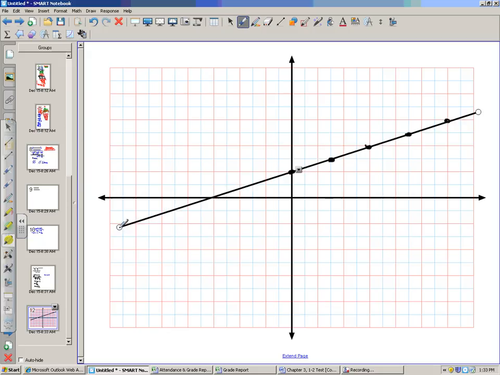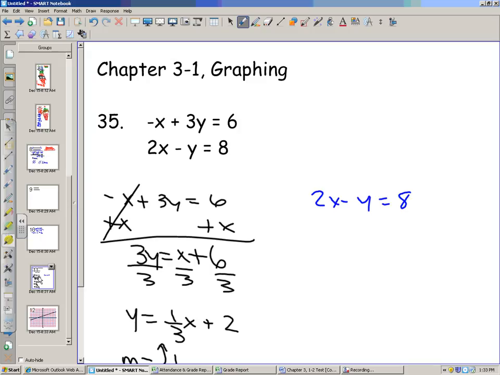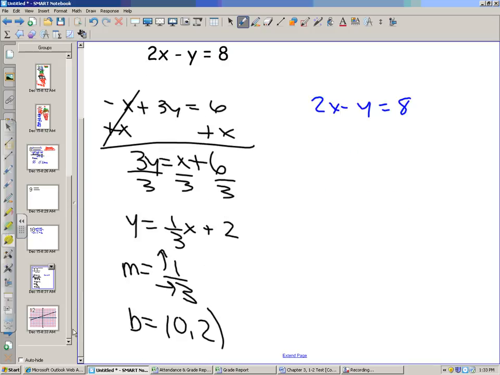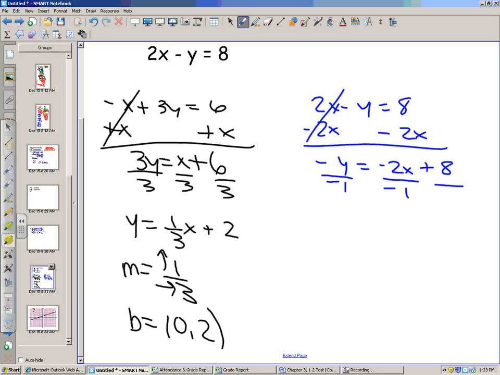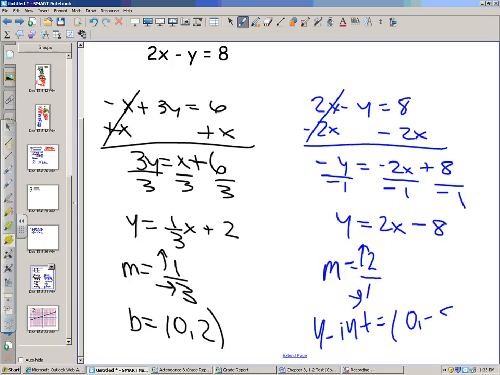There's my first line. My second line, what do I do? Solve for y. So I'm going to subtract 2x. Negative y is equal to negative 2x plus 8. Now what? Divide each term by negative 1. y is equal to 2x minus 8. What's my slope? 2 over 1. So what does that mean graphically? Up 2 to the right 1. And what is my y-intercept? 0, negative 8. Yes?